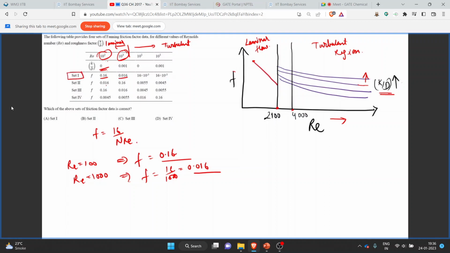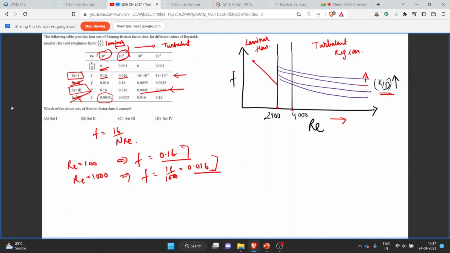Now for set 2, the friction factor for a Reynolds number of 100 is 0.016. That is incorrect, so set 2 is incorrect. For set 3, again the friction factors are 0.16 and 0.016, which is what we have calculated, so this can be correct depending on these two values. For set 4, the friction factors are not 0.16 and 0.016, so set 4 is also an incorrect answer. So right now we have two candidates for the correct answer, set 1 and set 3. Any one of the two can be correct.